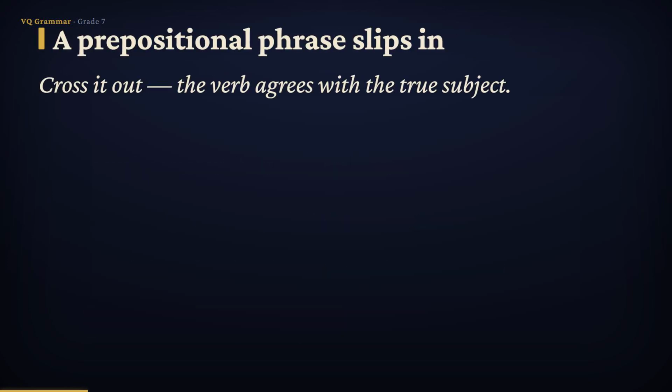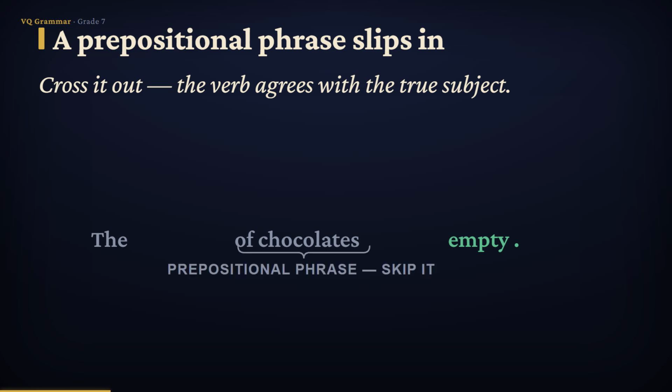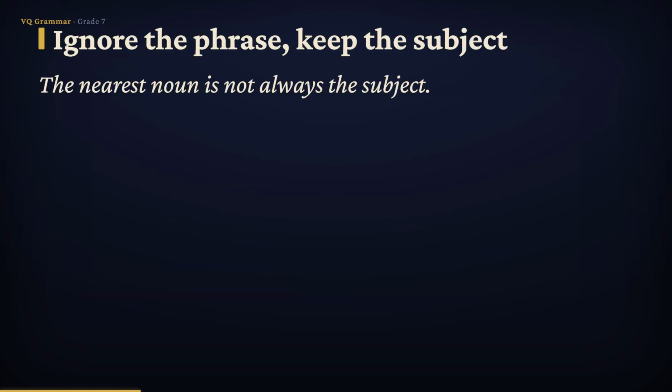Let's watch this happen. Take the sentence. The box of chocolates is empty. How many things are we really talking about? One box. The words of chocolates form a prepositional phrase, and they slip right in between the subject and the verb. Cross them out in your mind and ignore that phrase completely. The real subject is box, singular. So the verb has to be is, not are. Chocolates may be plural, but chocolates is only the object of the preposition. The box is empty.